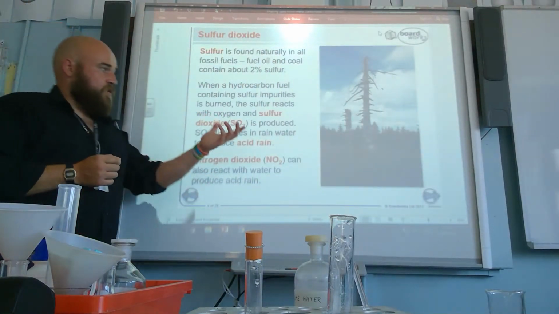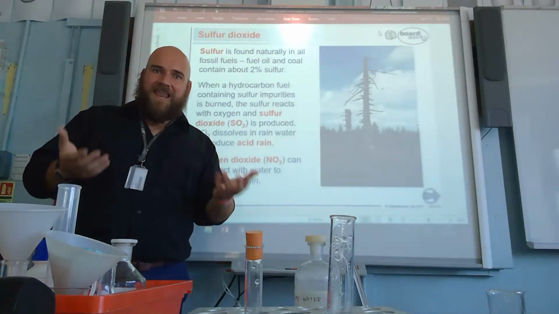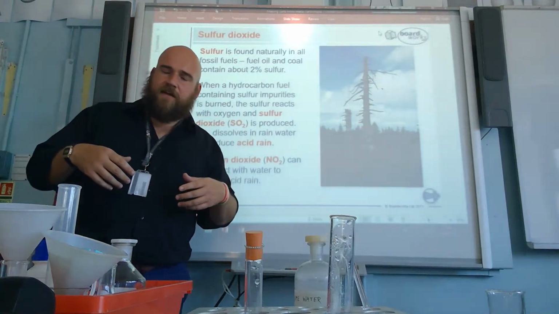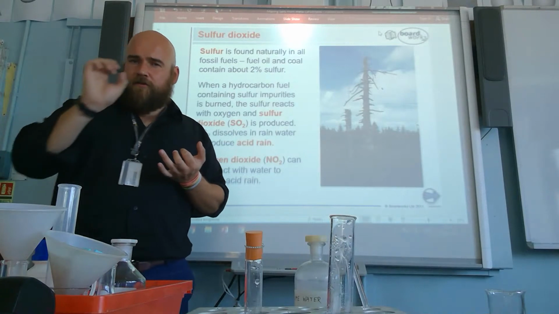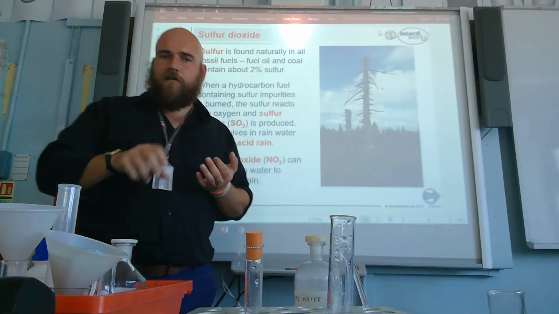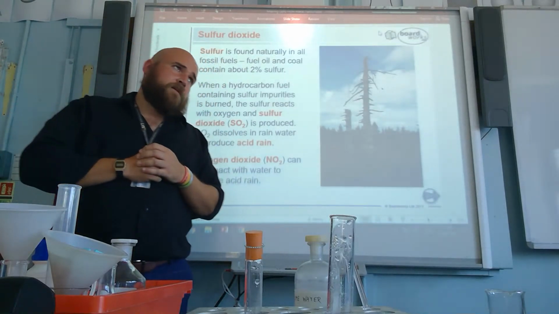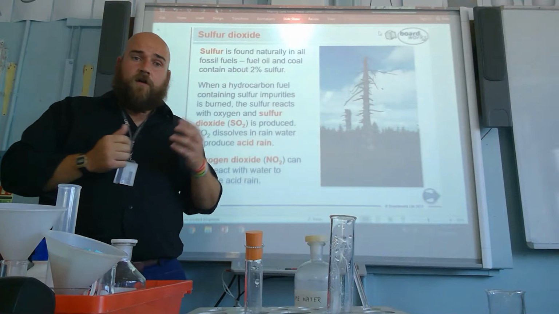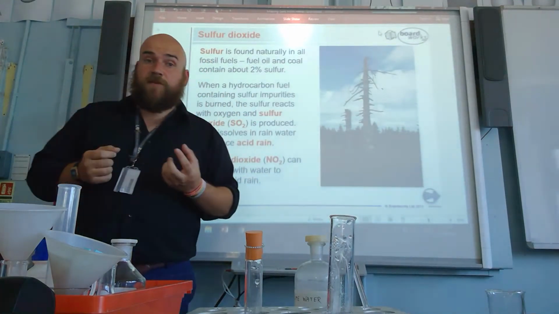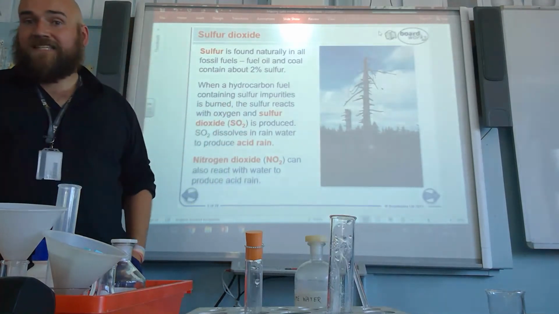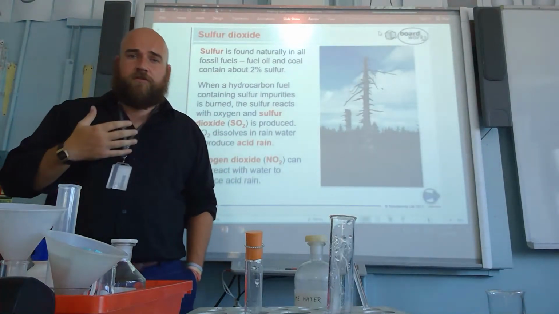So sulfur dioxide: we get sulfur from crude oil, because crude oil is made from dead plants and animals from millions of years ago. Mostly carbon and hydrogen, so hydrocarbons we get from them, but there are some sulfur impurities in crude oil which aren't actually removed during fractional distillation. So whenever you burn something that comes from crude oil, sulfur dioxide is going to be released, and you're going to get sulfuric acid.